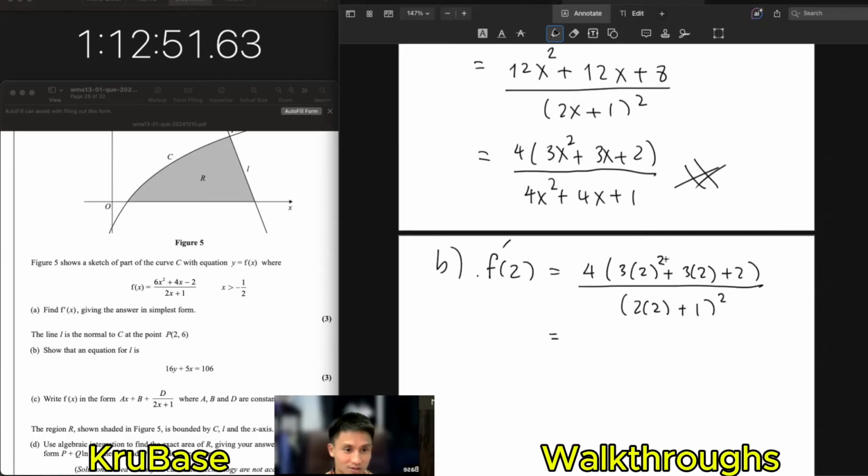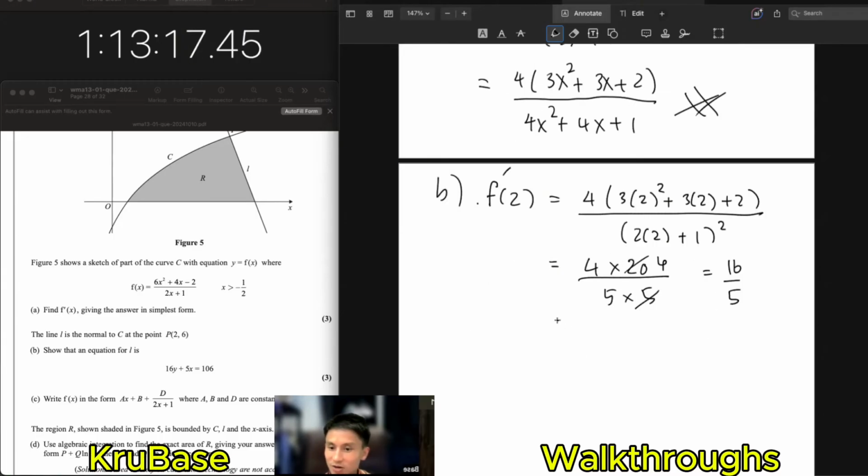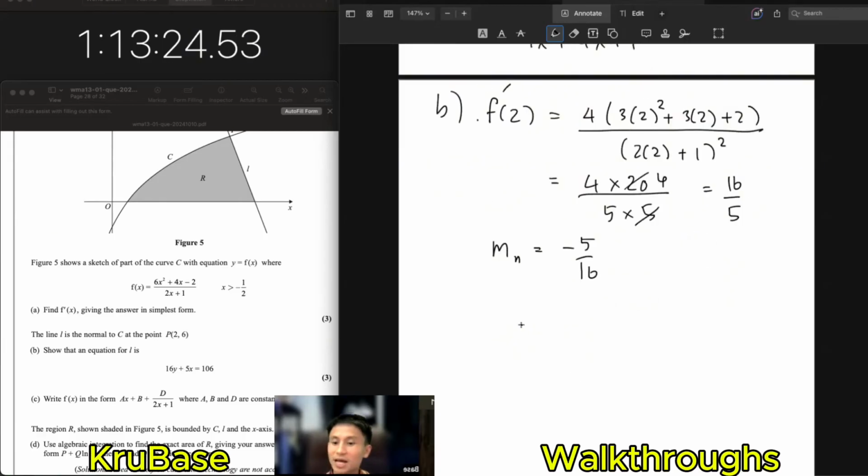Okay, so 4 times 3 is 12. 12 plus 6 is 18. 18 plus 2 is 20. 20 times 4 up there. And down here we have 5 to the 2, which is 5 times 5. So it is 16 over 5, basically. All right, so that is the gradient of the tangent. So the gradient of the normal should be minus 5 over 16. Just flip the fraction, put the minus.